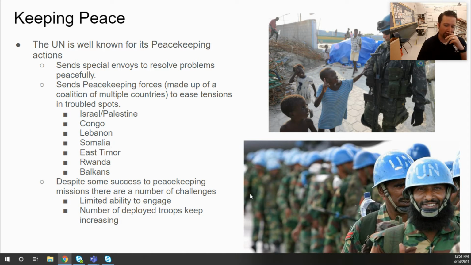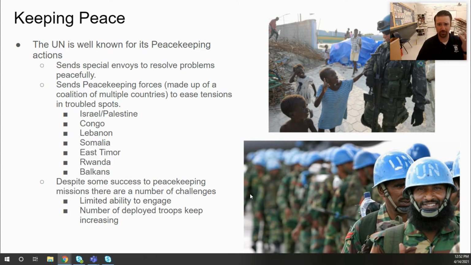And so there are steps that are taken to prevent regional and local conflicts from becoming worldwide conflicts. They've also sent in peacekeeping forces made up of multiple countries that will send soldiers in to help police a conflict area or an area where there is heavy conflict.